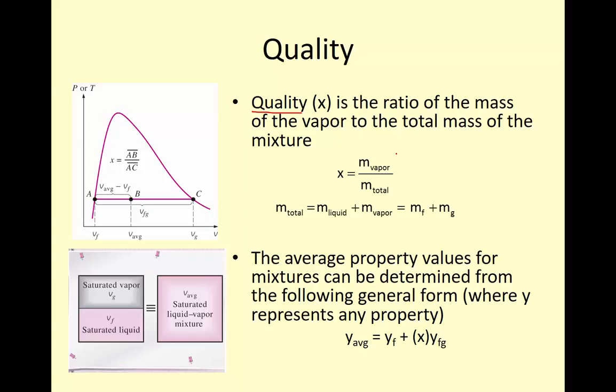So the quality is the ratio of the mass of vapor to the total mass of the mixture. As I've been saying, as we're moving along this line and our specific volume is increasing, a certain amount of our substance is in the liquid state and a certain amount is in the vapor state. So if we know or can figure out the mass of the vapor and the total mass of the substance, then we can determine what percentage or proportion of that is actually in the vapor state. So that is the quality of the substance.